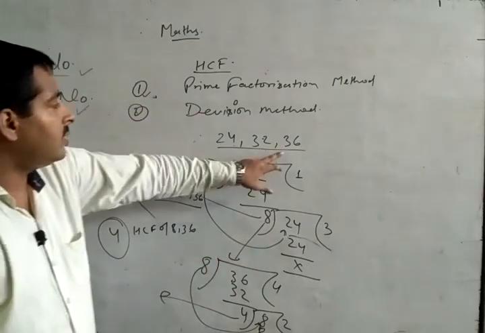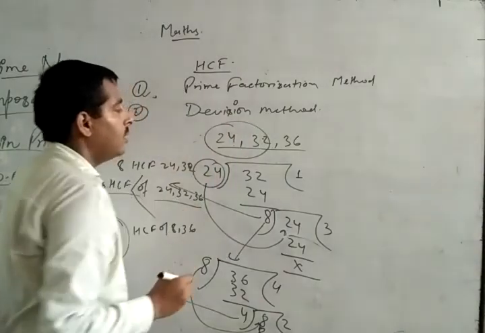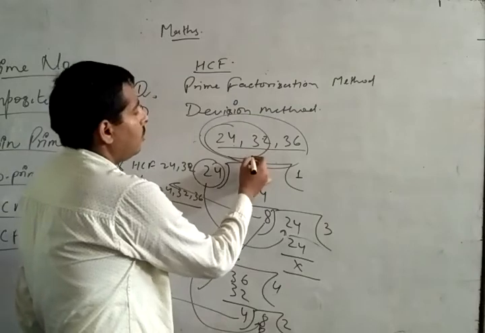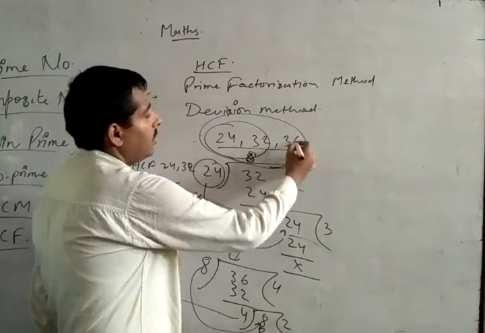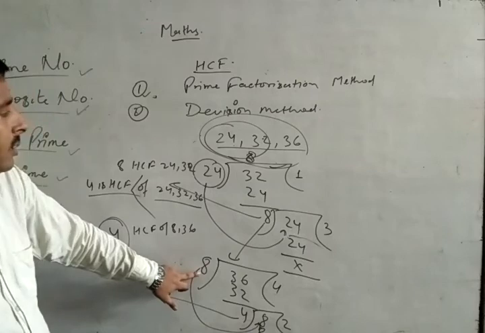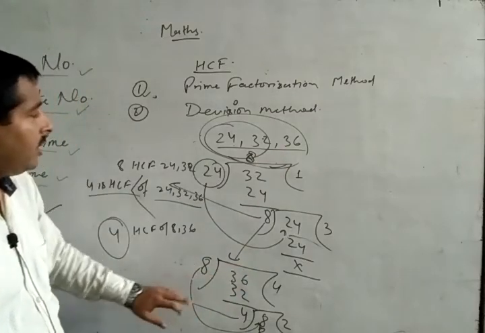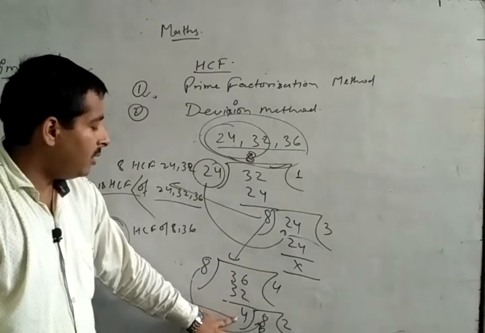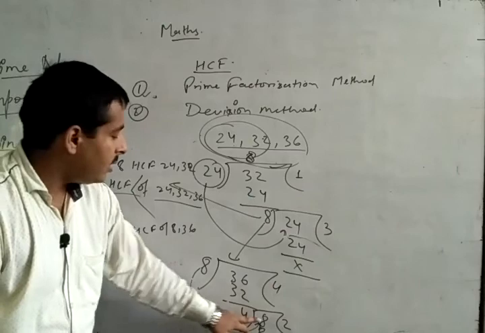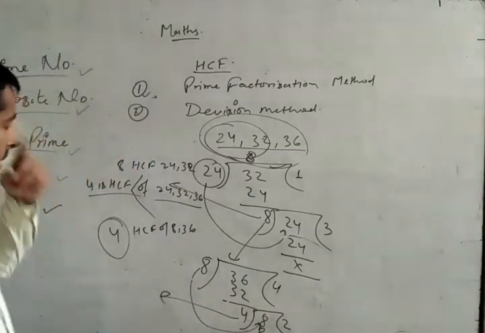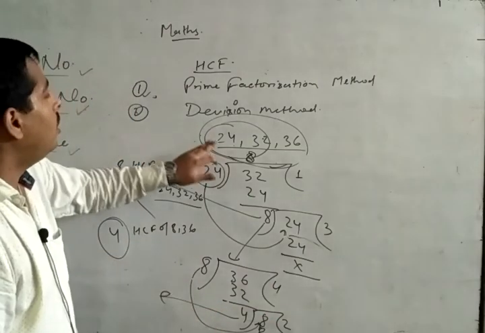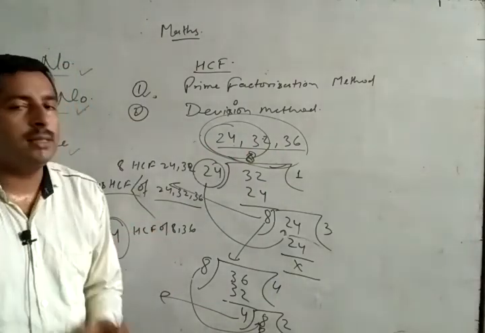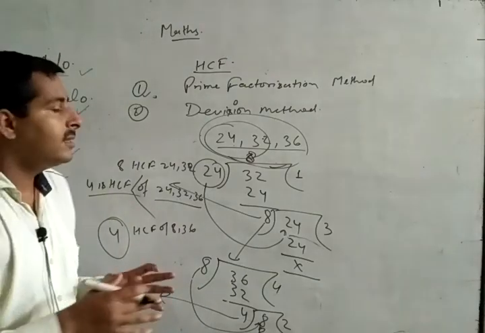Then coming to 36, we have calculated the HCF of these two numbers. Now, to calculate the HCF for all these numbers, we have to calculate the HCF of this with the number 36. Means we will divide 36 by 8. 8 4s are 32. Again we will have remainder 4 and we divide 8 by 4. We will get remainder 0. Means this 4 will divide all of 24, 32 and 36. Hence this 4 is the HCF of these three numbers.